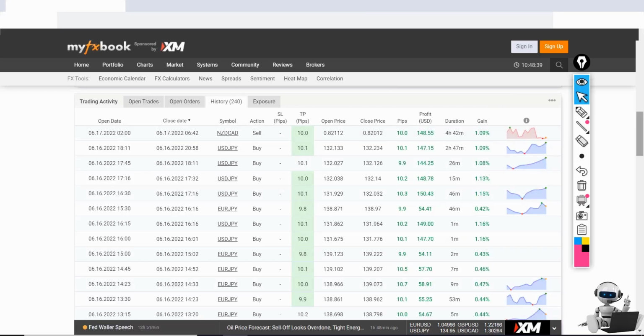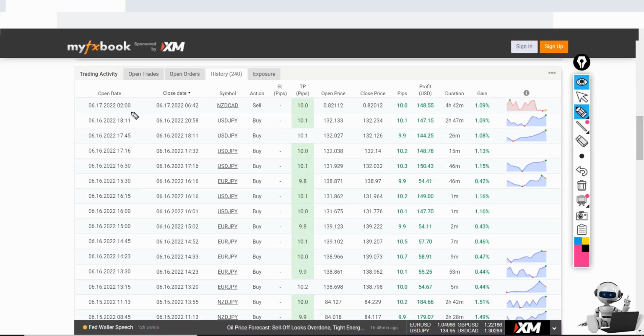Is it correct? Is it not? We can see from the result that this EA actually works on the forex pair. Take profit is only 10 pips, but there is a stop loss that is kind of dynamic. You can see 1% in 4 hours.